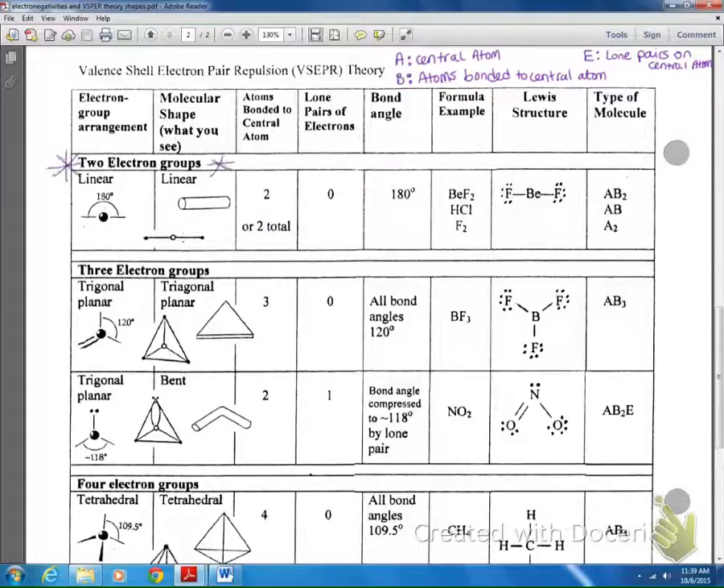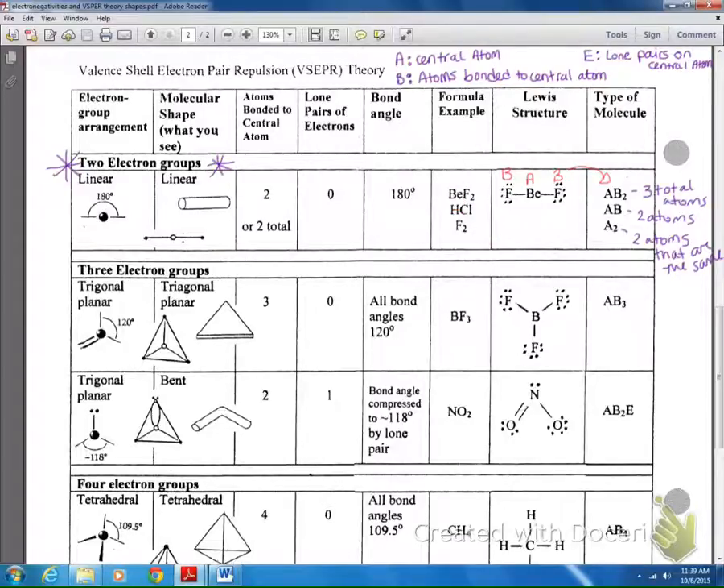So here are our options for that. We could either have something with 3 total atoms, something with 2 total atoms, or 2 atoms that are the same. So for example, if I had BeF2, I can look and see Be is my central atom, and then my atoms bonded to the central atom are B, and so my type of molecule would be considered an AB2, but I see that my shape is linear because I have 2 groups bonded to the central atom, or 2 groups total.